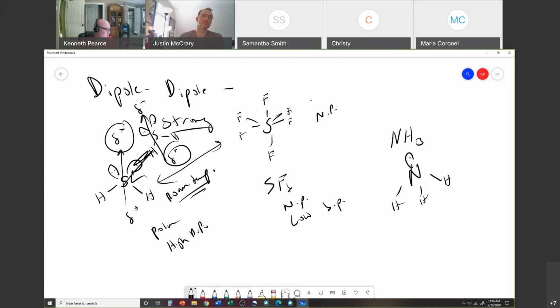Okay, so this chapter is really super easy as far as this goes. It's not about calculating actual values. It's about, what do you expect? So if you look at something that's polar, you expect it to have a high boiling point. If you say it's non-polar, you expect it to have a low boiling point. This is the sort of thing that we're looking for here.